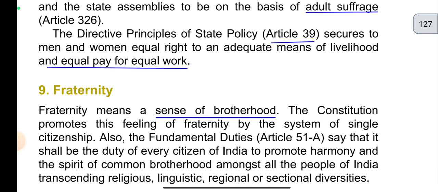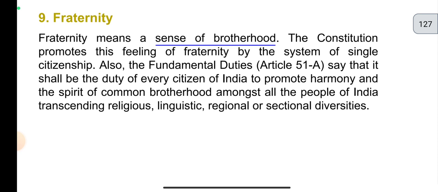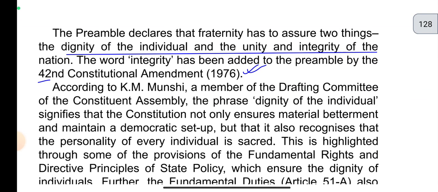Okay, now look, fraternity. Fraternity means a sense of brotherhood. The Constitution promotes this feeling of fraternity by the system of single citizenship. Also, the fundamental duties, that is Article 51A, say that it shall be the duty of every citizen of India to promote harmony and the spirit of common brotherhood amongst all the people of India, transcending religious, linguistic, regional, or sectional diversities. The preamble declares that fraternity has to assure two things: the dignity of the individual and the unity and integrity of the nation. The word integrity has been added to the preamble by the 42nd Constitution Amendment 1976. So integrity has also been added.